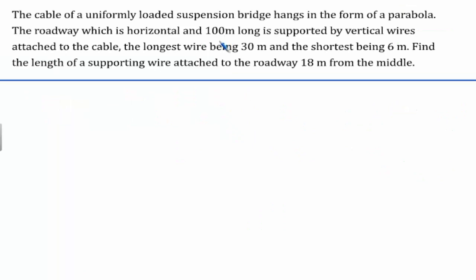This question says that a cable of a uniformly loaded suspension bridge hangs in the form of a parabola. The roadway, which is horizontal and 100 meters long, is supported by vertical wires attached to the cable, the longest wire being 30 meters and the shortest being 6 meters. We have to find the length of the supporting wire attached to the roadway 15 meters from the middle. Let's begin with the solution.